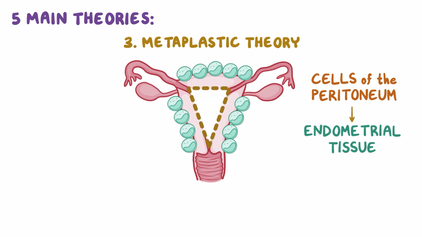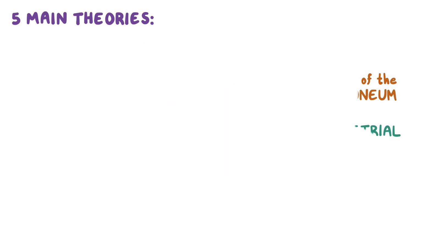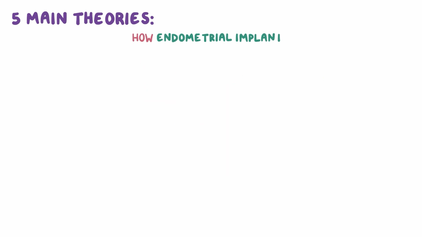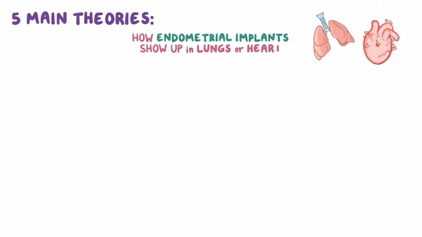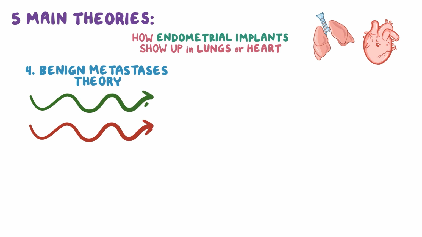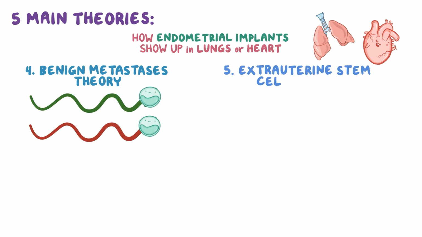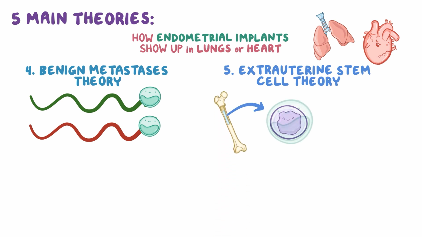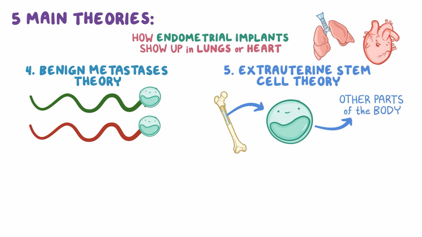still develop endometriosis. The fourth and fifth theories are especially useful for explaining how endometrial implants show up in places like the lungs or heart. Benign metastases theory says that endometrial cells can travel to distant organs through the lymph and blood, while extrauterine stem cell theory says that the stem cells in the bone marrow differentiate into endometrial cells and then travel to other parts of the body. In addition to these proposed causes, there are some risk factors for developing endometriosis.